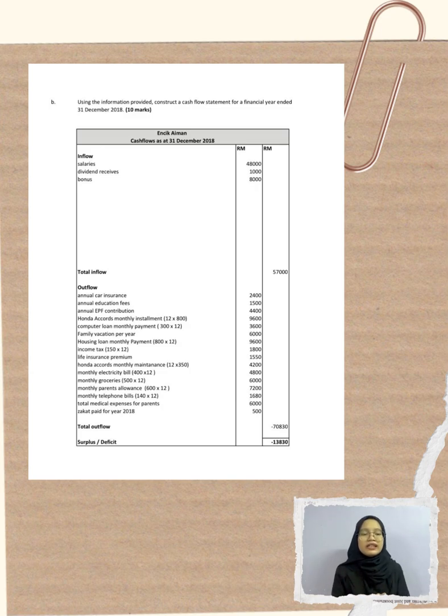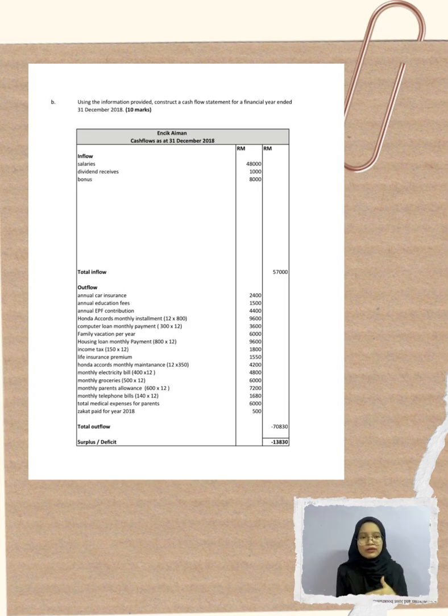Next, for question B, to construct a cash flow statement, first, you need to insert a table with 3 columns and the header of the table must be Encik Aiman's name and write cash flow as at 31 December 2018. Second, you need to put inflow on the table with all the money that Encik Aiman received, like salaries, dividend and bonus. Then, total up the inflow.